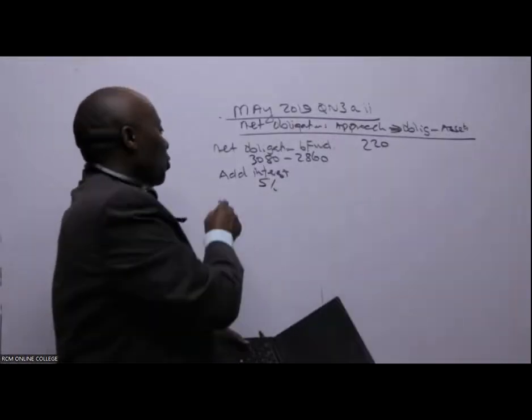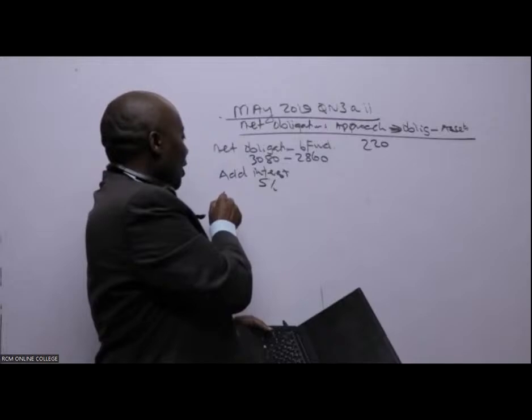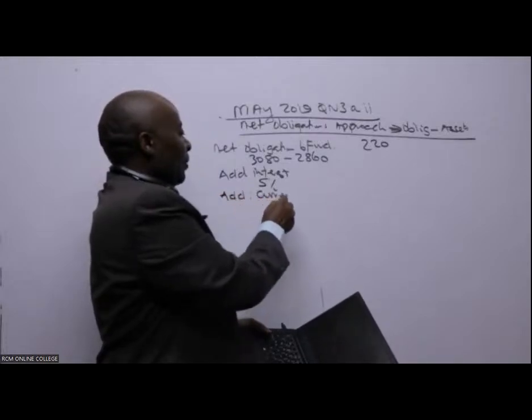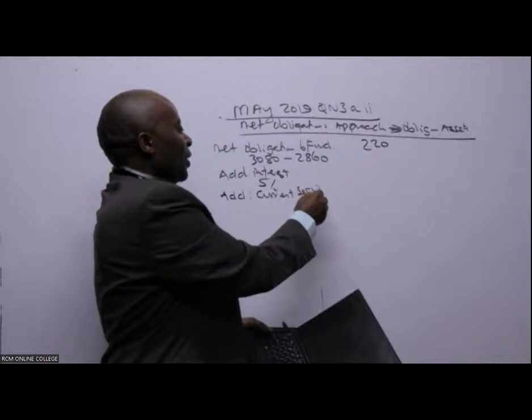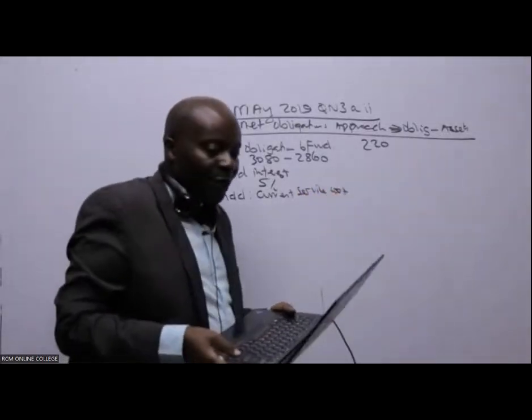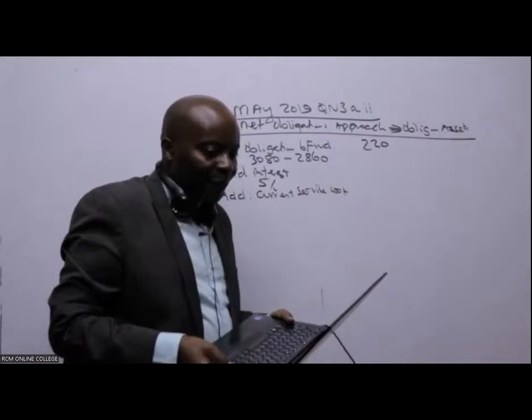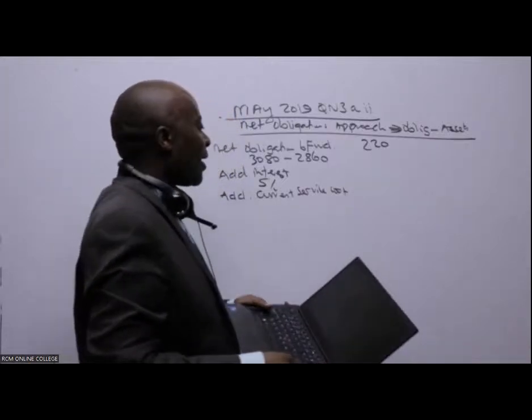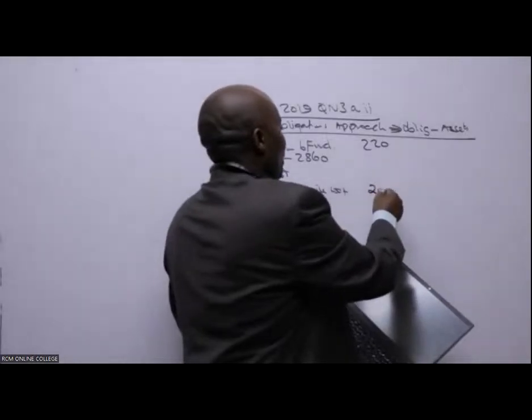What else are we going to add here? We are going to add the current service cost, because I can see it. The current service cost, how much is it? The current service cost is 209, right? Current service cost is 209.